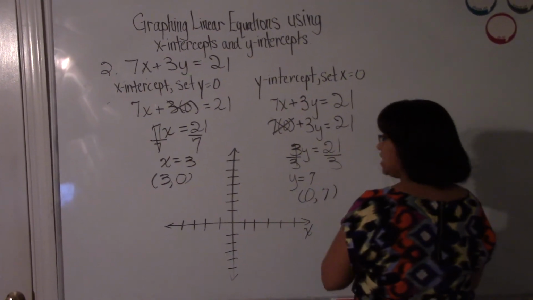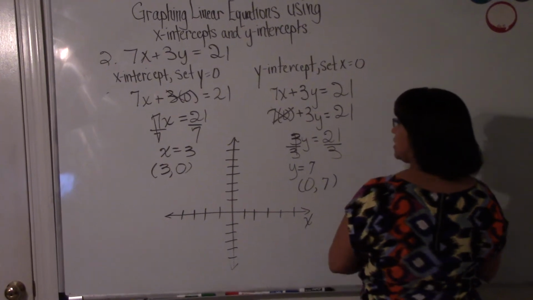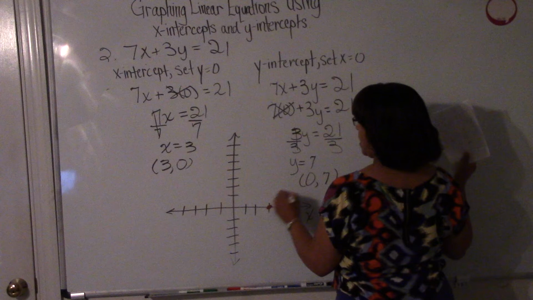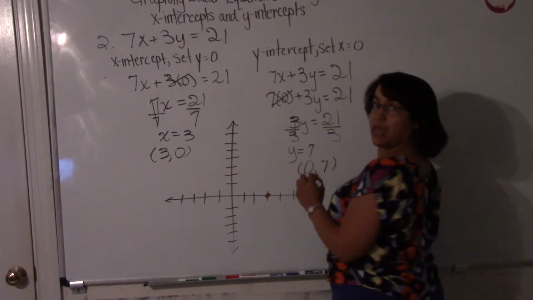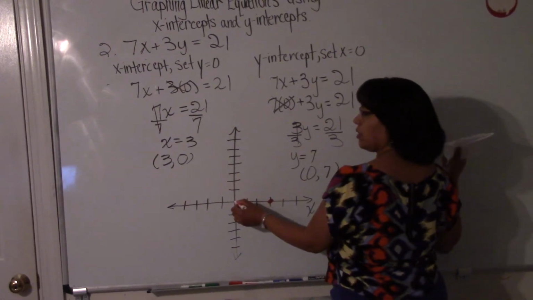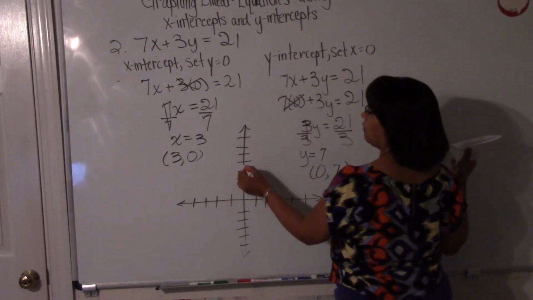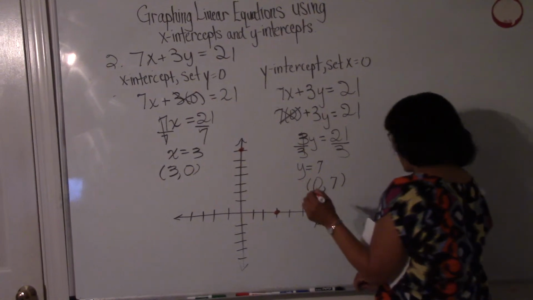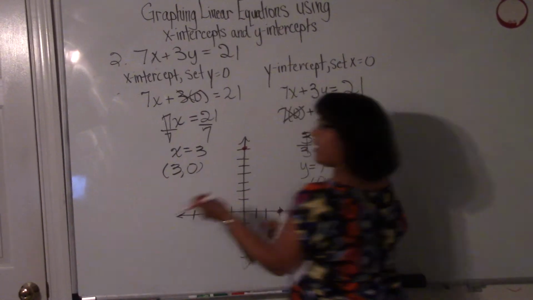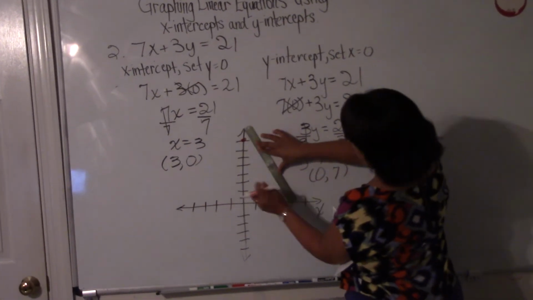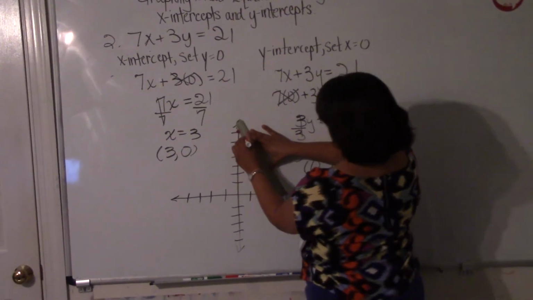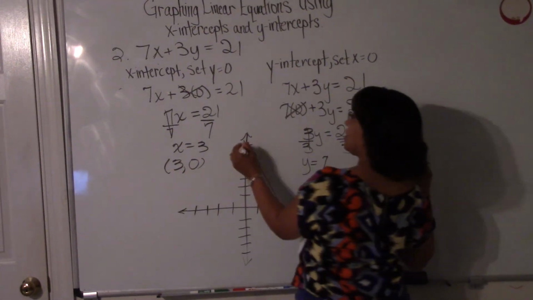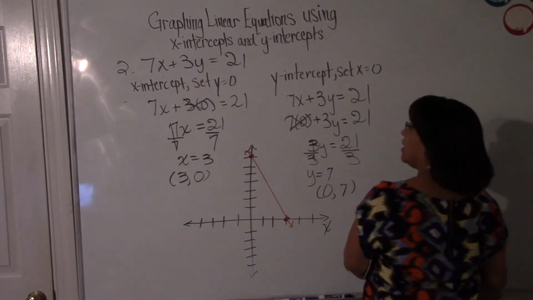Okay, now I'm going to use a different color. The x-intercept is 3, 0, so I go over 1, 2, 3, then I don't move up or down. And the y-intercept is 0, 7. So I'm going to go nowhere across, but then I'm going up 1, 2, 3, 4, 5, 6, 7. And I have an x-intercept and a y-intercept. So now I can use my ruler and draw my line. Don't forget your arrows because lines go on to infinity.